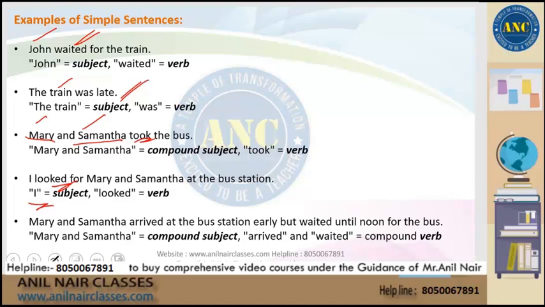Another example. Mary and Samantha arrived at the bus station early but waited until noon for the bus. Again, these are subjects, compound subjects. What did they do? They arrived and then they waited. It's a compound verb. When you use simply one verb or one subject, they are your simple sentences. But when you have more than one, they become your compound subjects or your compound verbs.